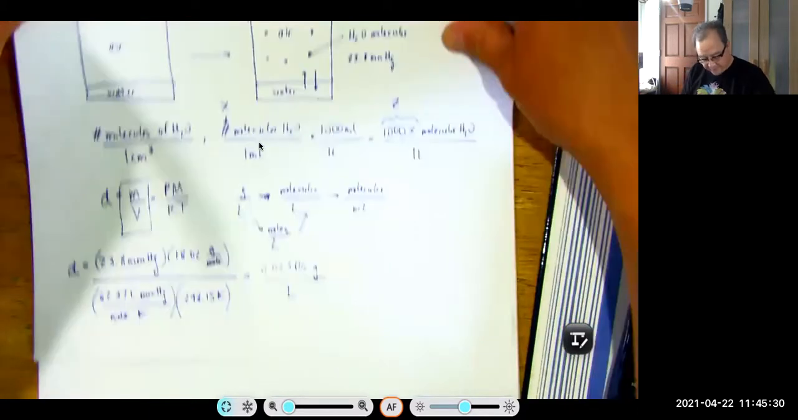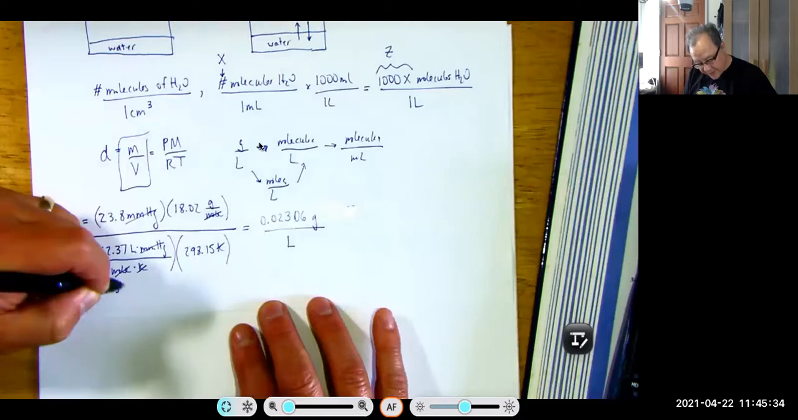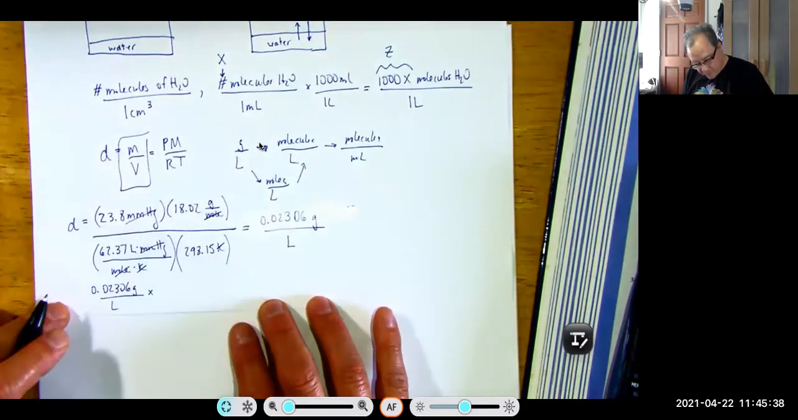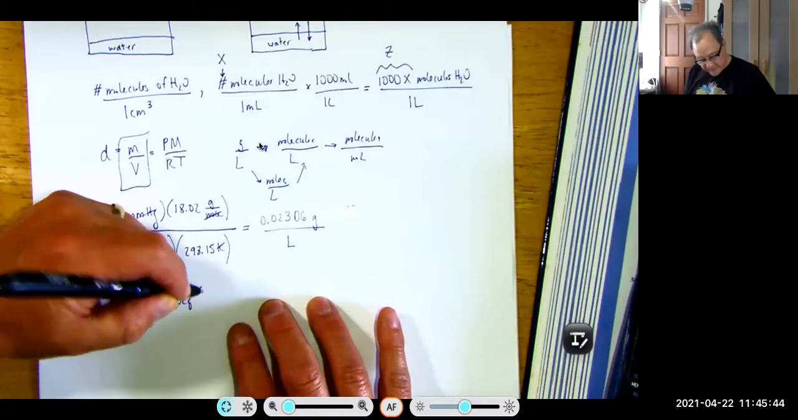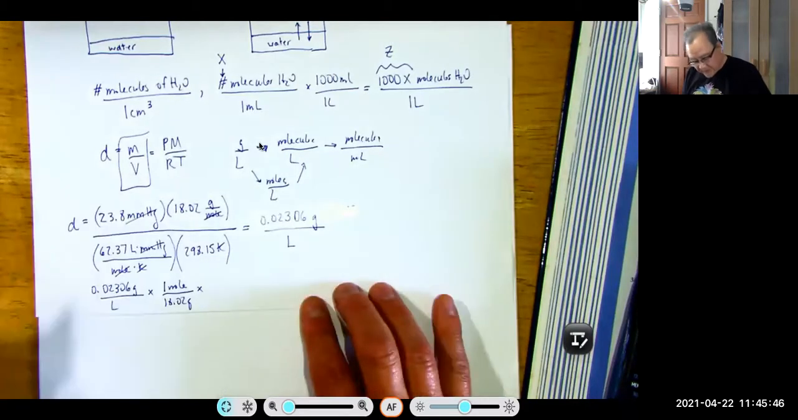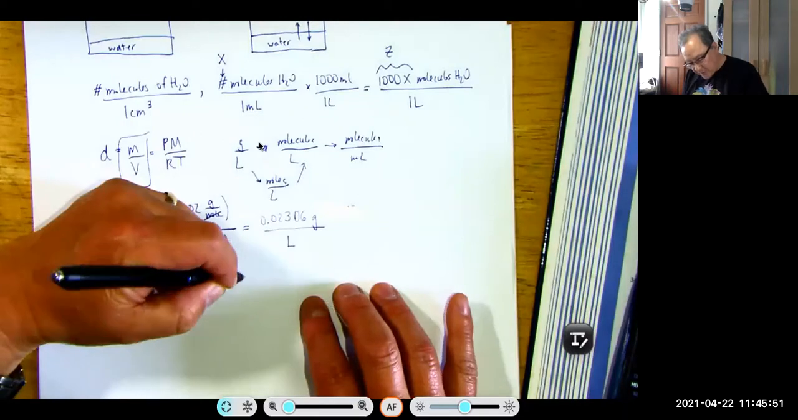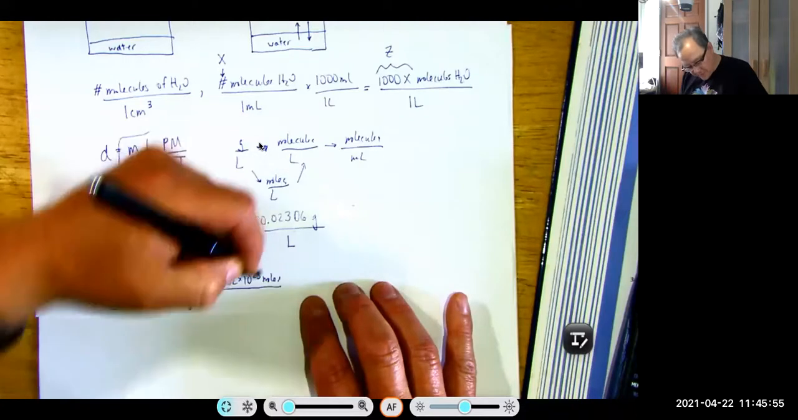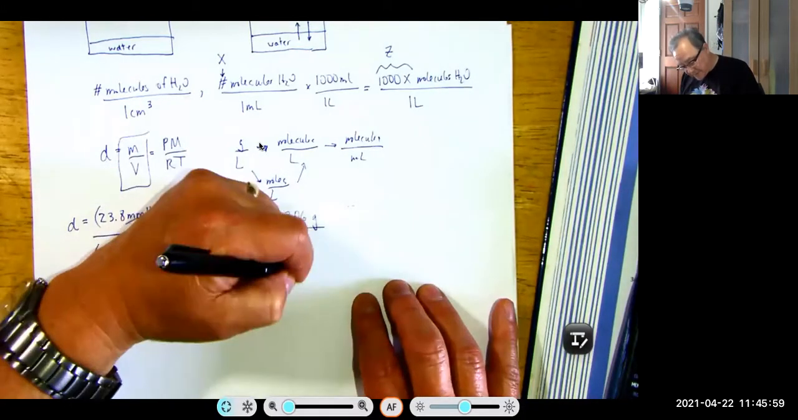milliliter. So I'm going to write 0.02306 grams per liter times 1 mole per 18.02 grams times 6.022 times 10 to the 23rd molecules per mole, and then times 1 liter per 1,000 milliliters.